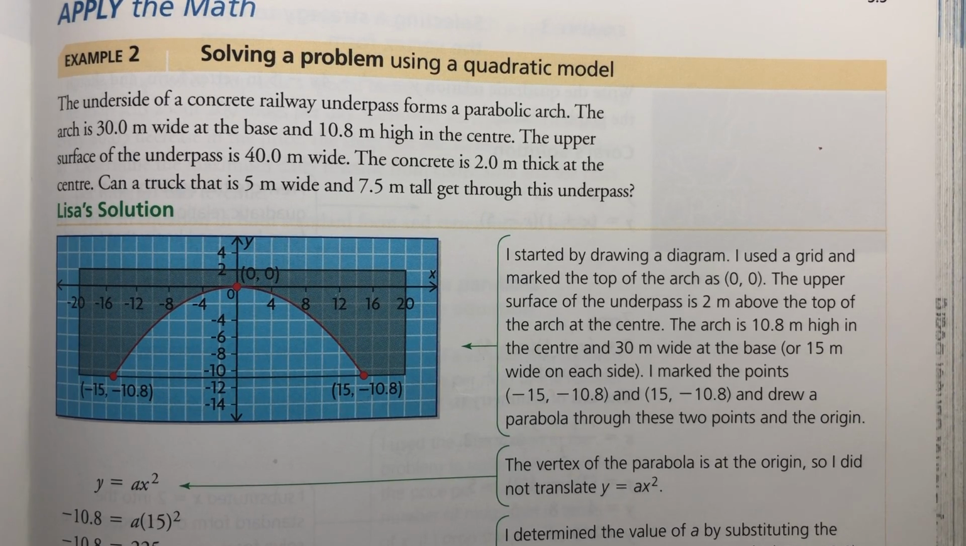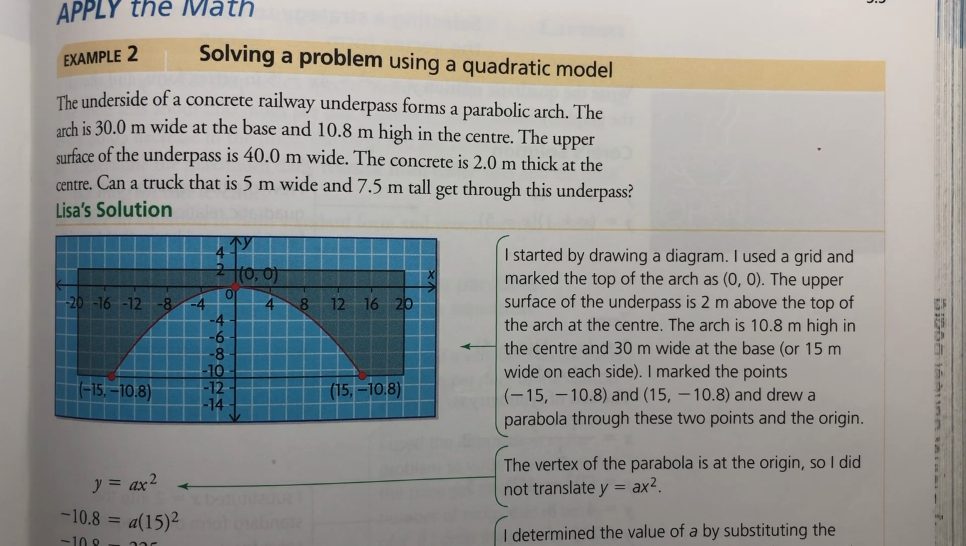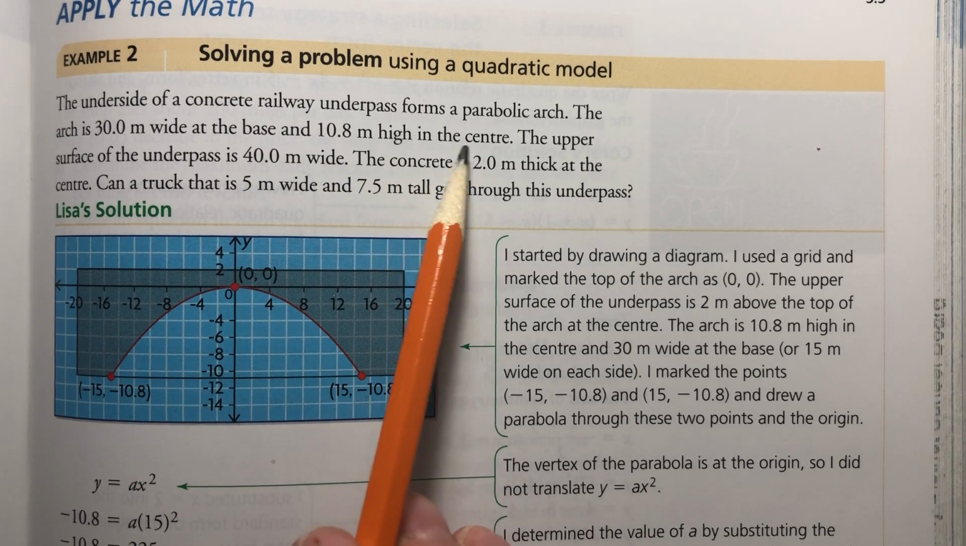In this third example, we're going to look at a word problem. It's on page 287 of your textbook. And it says, the underside of a concrete railway underpass forms a parabolic arch. The arch is 30 meters wide at the base and 10.8 meters high in the center.